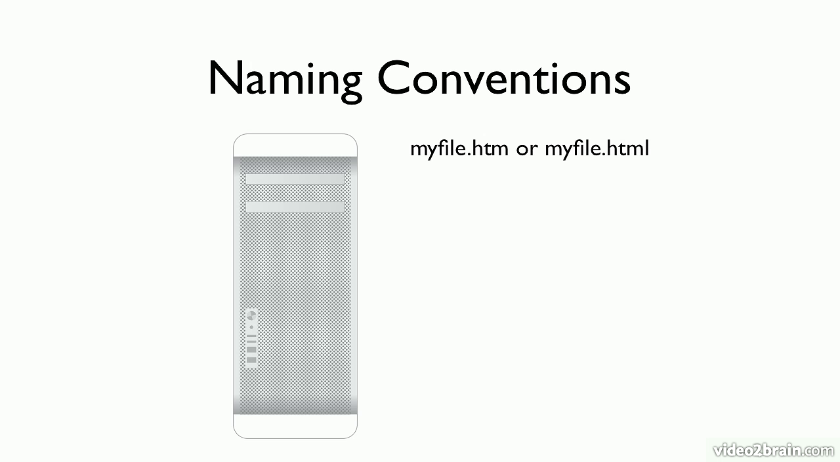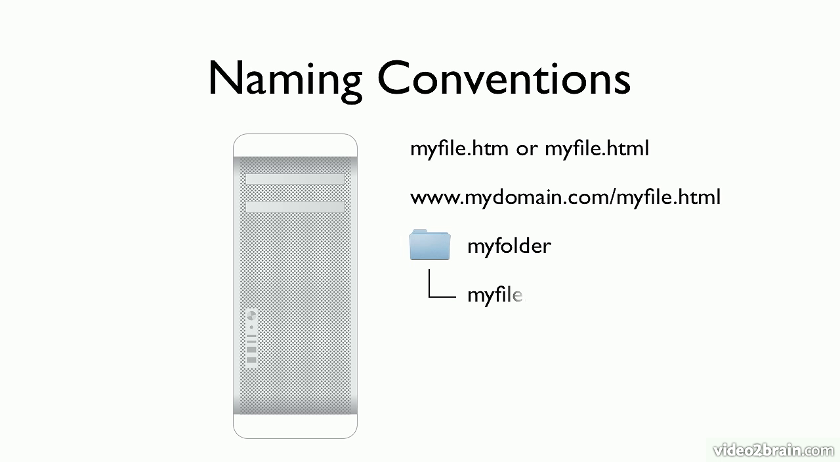Now, if we were to upload either of these files to the root of our web server, and by root I mean the topmost directory or folder on the web server, a user would access that file by typing www.mydomain.com/myfile.html. Easy enough. Now I can also create individual directories or folders on that server that I can put files within that folder or directory. When I do this, a user would access these files by typing www.mydomain.com/myfolder/myfile.html in the address bar of their web browser to access the page.